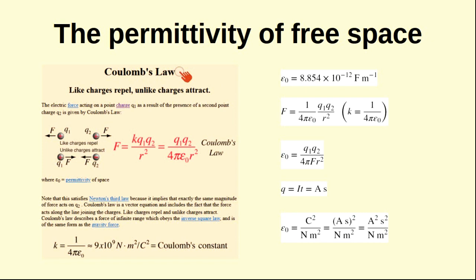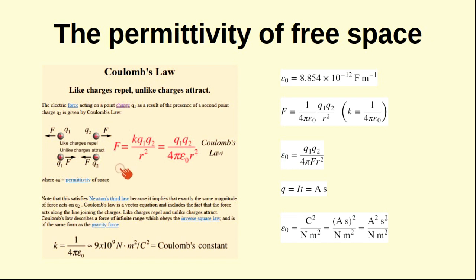Now starting from Coulomb's law, which is the concept that alike charges repel and unlike charges attract. This is electrostatics. So you see the electric force acting on a point charge Q1 given by Coulomb's law: like charges repel, unlike charges attract. F equals k Q1 Q2, the product of the two charges, divided by the square of the distance between them. And k in this case is replaced by 1 over 4 pi epsilon naught. So that's Coulomb's law, and epsilon naught here is the permittivity of free space.